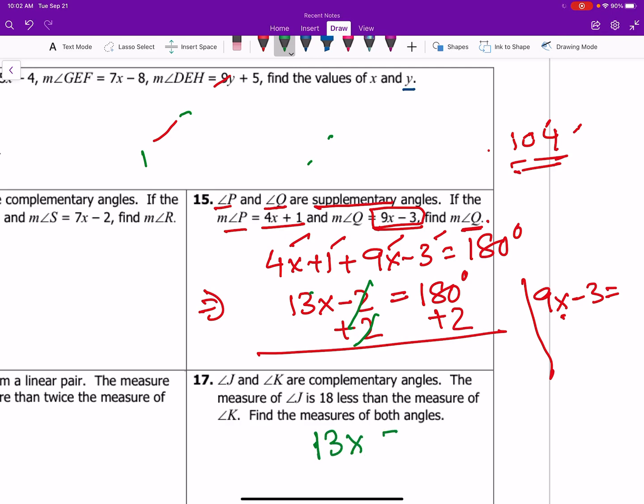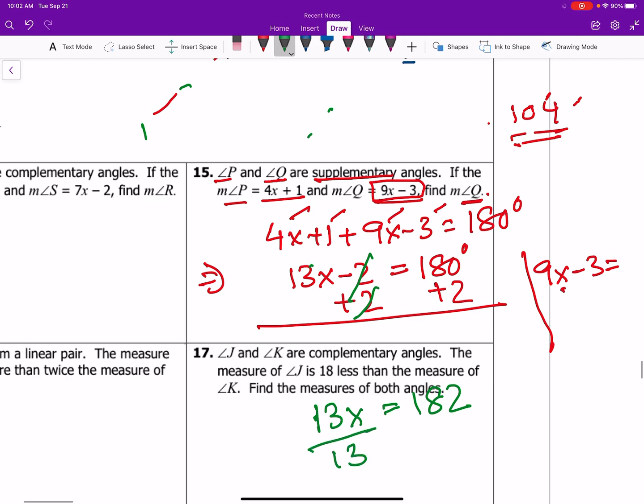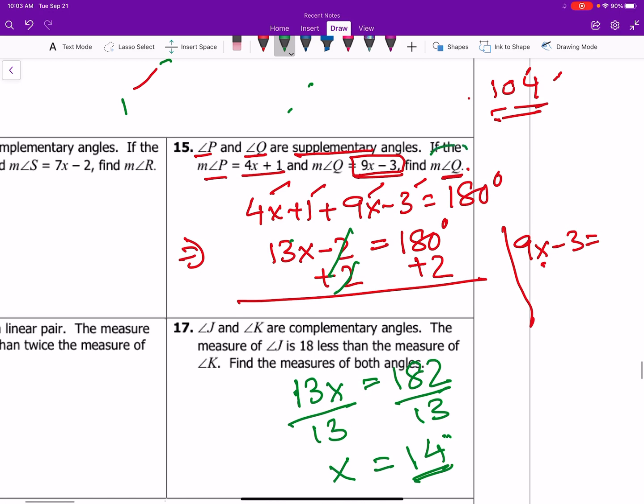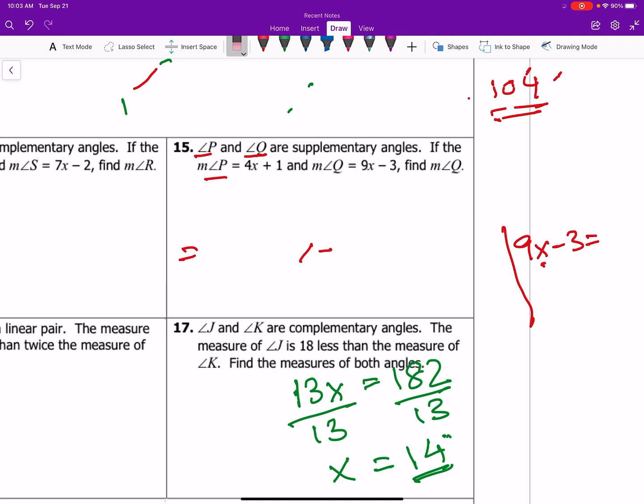So 13x equals 182, okay? So we divide by 13 to get x, okay? So we get x equals 14, since 13 ones are 13, 13 fives are 65, and so on. So x is 14. Now you see, they ask for Q. What is your Q, okay? If you look at it, the measure of Q equals 9x minus 3.